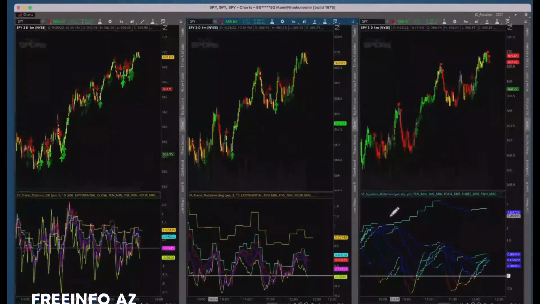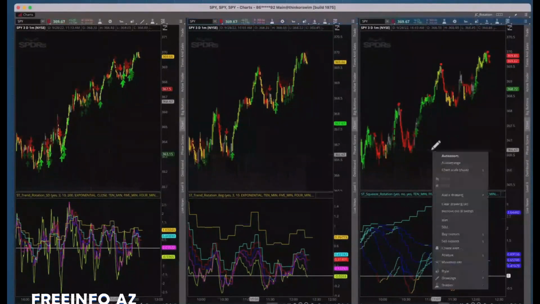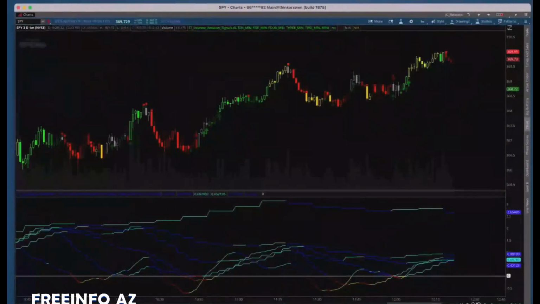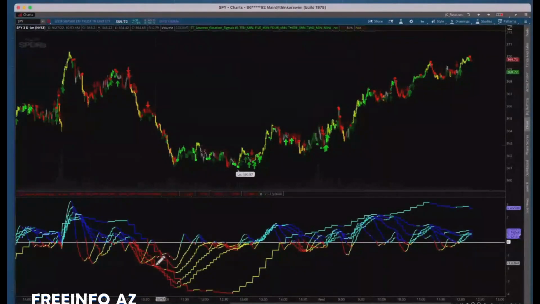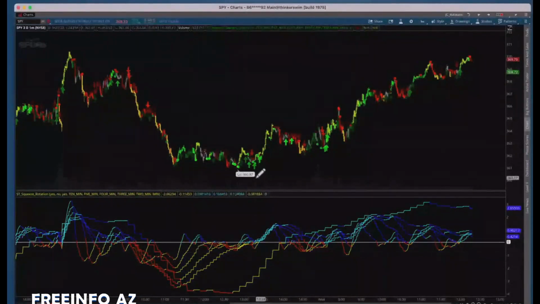I like the squeeze rotation myself, but I tend to use it in a little bit different way, because I like to look for these long time frame divergences. Notice how you see this on this, as the market was coming down here and trying to make a bottom here, we had all these time frames starting to diverge here, and then we started getting these higher time frame crosses right here. I think that's a great signal right there.